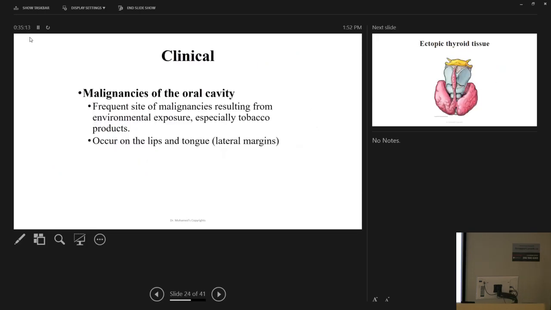Now, clinical. Malignancies of the oral cavity: a frequent site of malignancies resulting from environmental exposure, especially tobacco products.